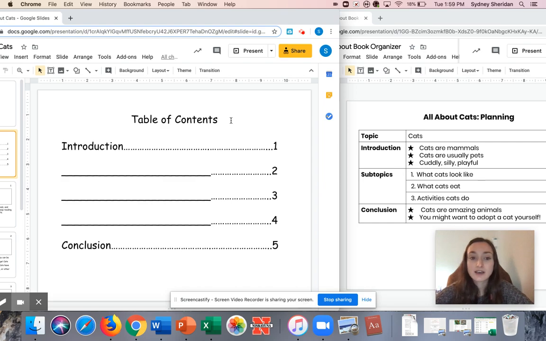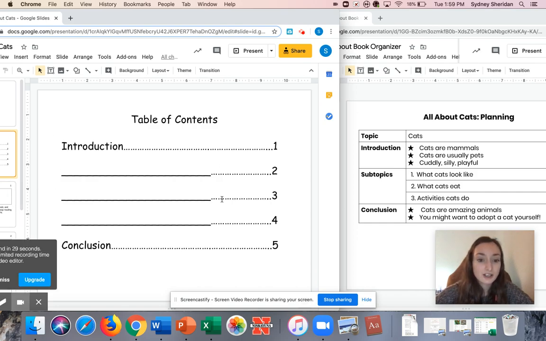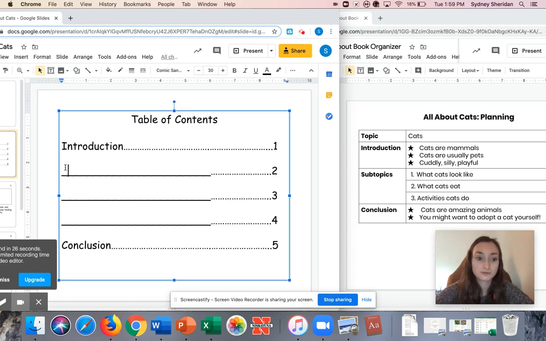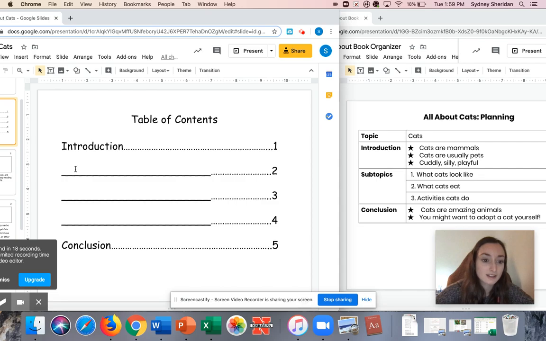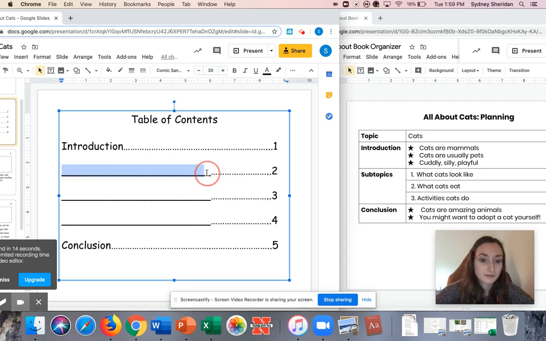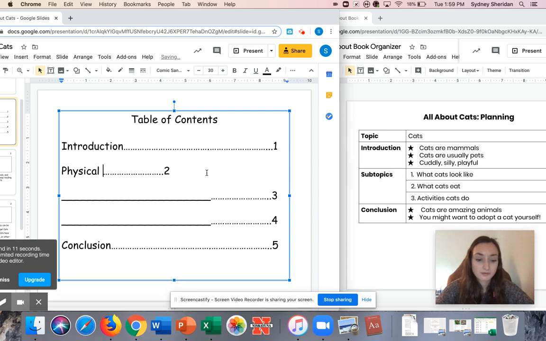And we also have our table of contents that we haven't filled in yet. But a table of contents, remember, tells the reader what's going to be on each page or in each section of the book. So we already have the introduction on the first page. Now these 3 pages are where your subtopics are going to go. So I need to look and see on page 2, my subtopic was physical qualities of cats. So I'm going to write that right here. And you're going to do that for each subtopic on these lines.